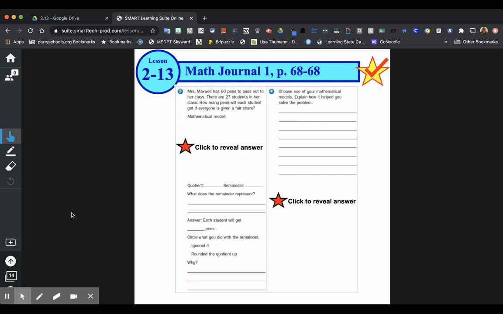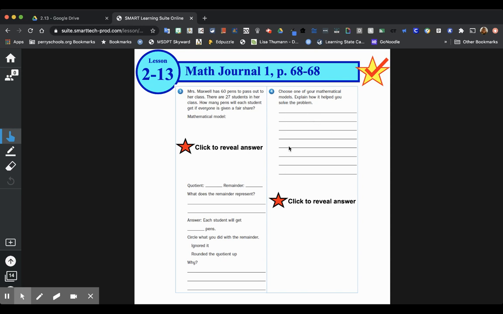Quotient, remainder, what's it represent? Is it pens, students, teachers, money? And then tell me how many pens will each student get? And did we ignore that remainder, or did we round the remainder up? Or round the quotient up with that remainder?